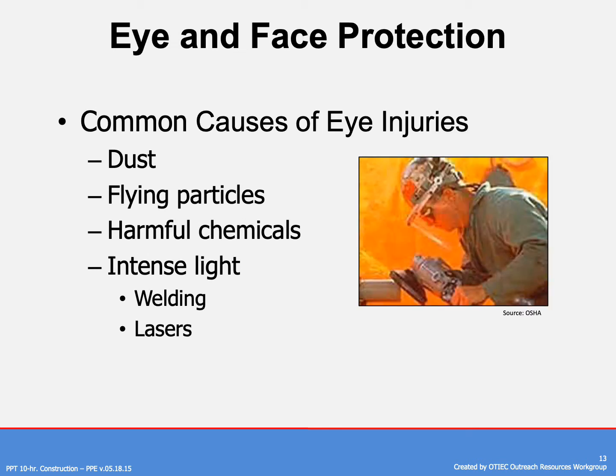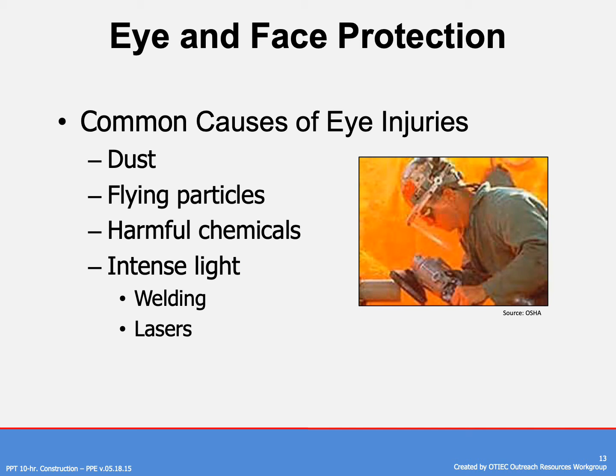Eye and face protection is critically important. This is one that most of us know more of than any other type of PPE. Safety glasses, right? We use safety glasses at the workplace and at home. The importance of having that safety glass on before the hazard can't be overstated.